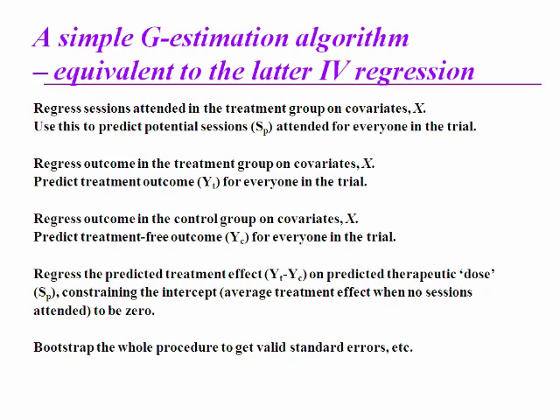We regress the outcome in the treatment group on the covariates and predict that. So that's predicting the treatment outcome in everybody in the trial. We regress the outcome in the control group on the same covariates, and we predict the treatment-free outcome for everybody in the trial. So now we can subtract one from the other to get an individual treatment effect, or a predicted individual treatment effect. And if we regress that difference on the predicted therapeutic dose or number of sessions, that is the effect of sessions on the treatment effect.